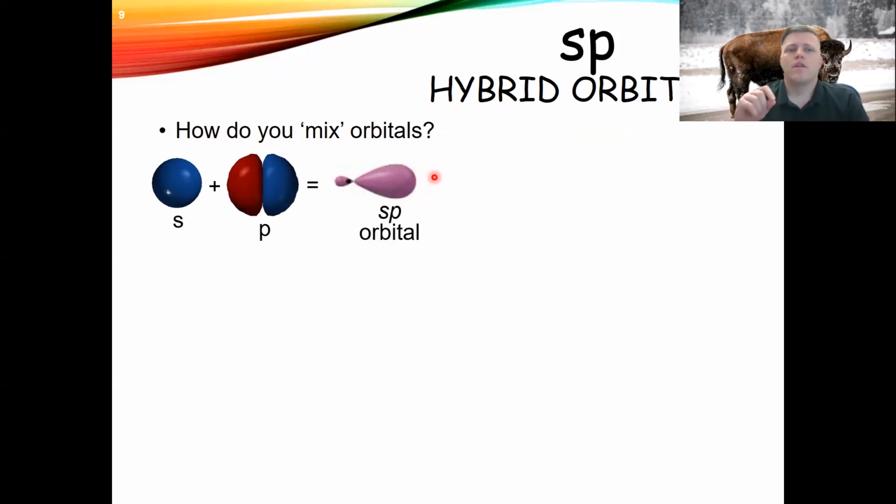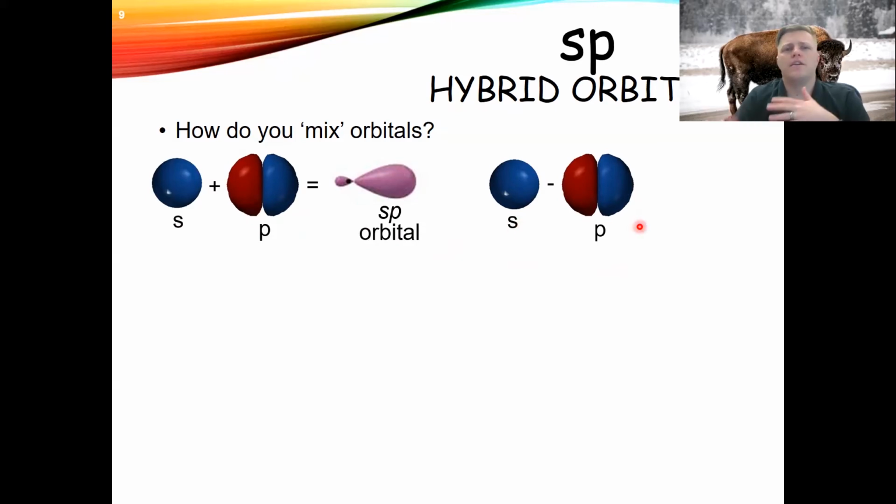But when we've done this, you'll notice we took two orbitals, we got one out. That seems to have violated our conservation of orbital rule. So we're actually going to have to make another one. And the way we're going to do that is by taking this s orbital and subtracting our p orbital. So the first one we did was s plus p, and the second one is s minus p.